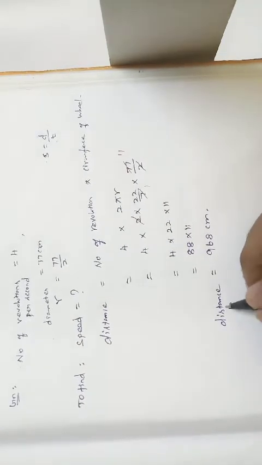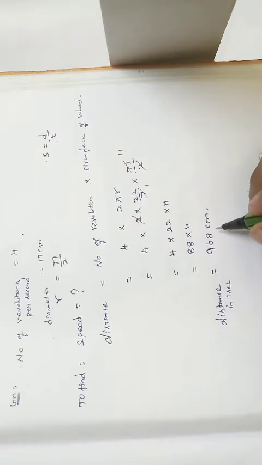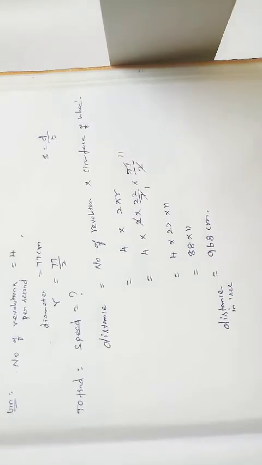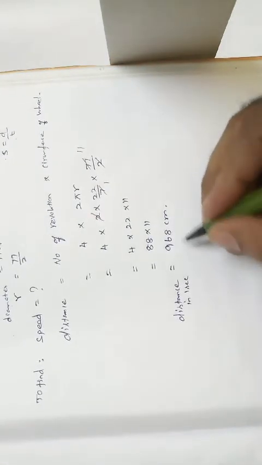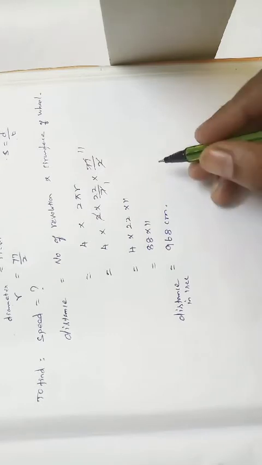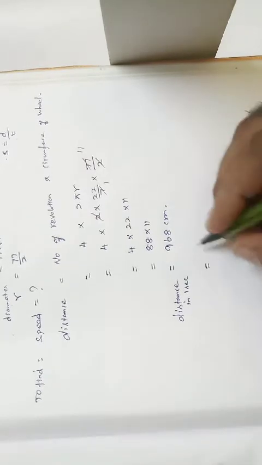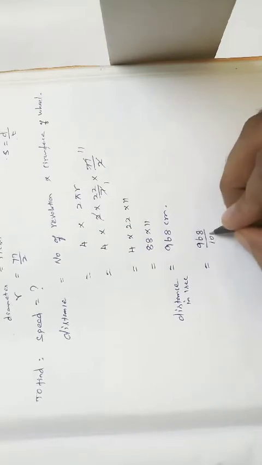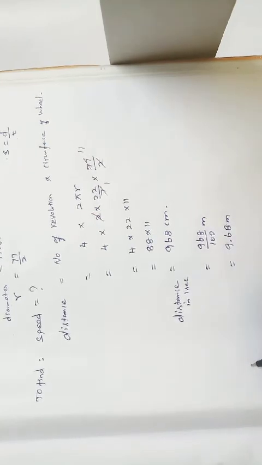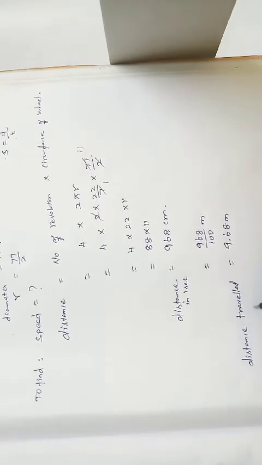So the distance traveled in 1 second is equal to 968 centimeters. Now I am going to convert to meters, because for speed the distance should always be in meters or kilometers. Converting to meters means dividing by 100. Centimeter to meter, we divide by 100; meter to centimeter, we multiply by 100. So 968 divided by 100 meters is 9.68 meters. So the distance traveled in 1 second is equal to 9.68 meters.